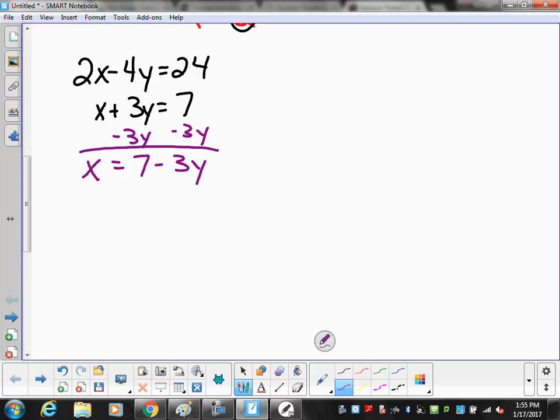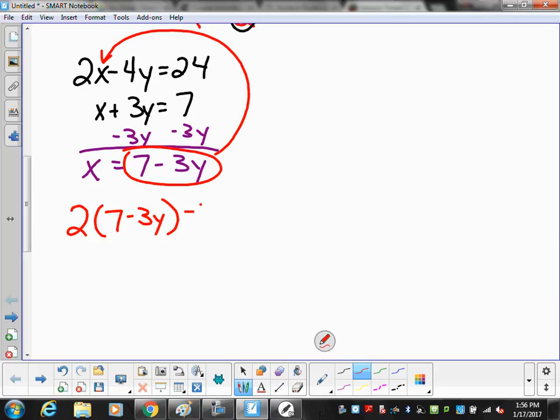Okay. Alright, so now I'm gonna take the 7 minus 3y, and since that equals x, in that first equation, I'm gonna replace the x with the 7 minus 3y. So it'll be 2 times 7 minus 3y, minus 4y equals 24. Hey y'all, all of those side talks just stop.